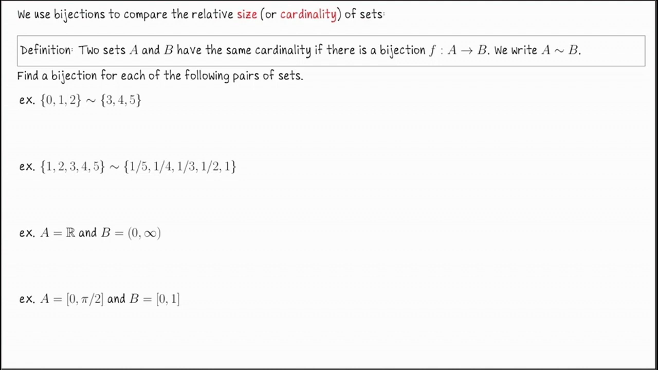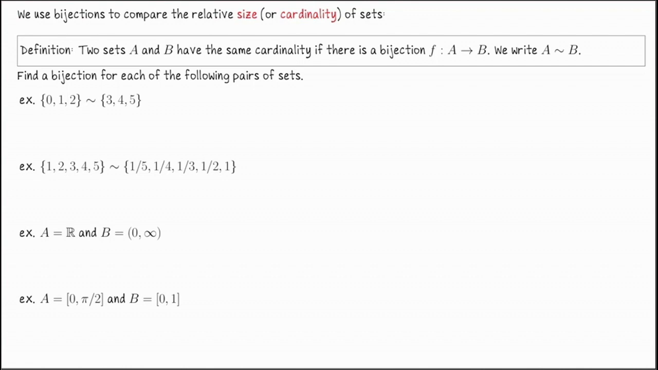Okay, so here we have 4 examples of sets A and B which have the same cardinality. What we're going to do is write down a bijection for each pairing. I'm not going to prove that each map we write down is actually a bijection, but you can work through that on your own. Okay, this first example, set A has 3 elements, set B has 3 elements. So I don't really need a bijection to tell you that these two sets have the same cardinality.